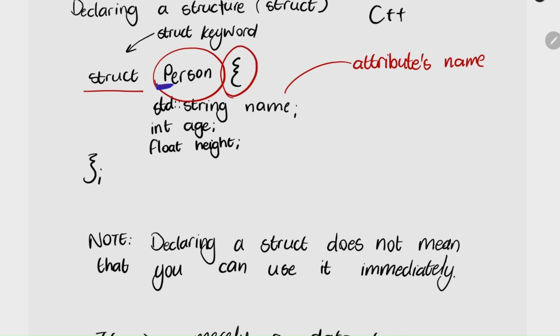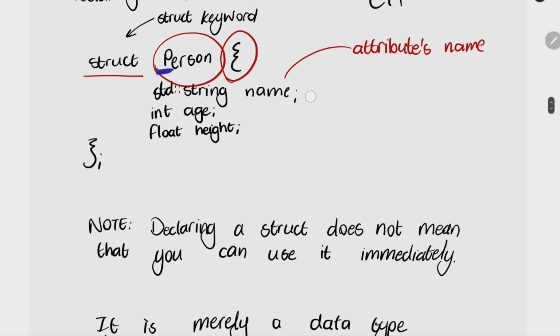So then you have the curly brace, then you have the first attribute: the attribute's type, then the name of the attribute, and then a semicolon. It's important, it's a semicolon, not a comma. Then you have the next line, which follows the same format: the type, the name, semicolon, just as if you were declaring a variable. The third one follows the same format, then the closing bracket, and then this semicolon right here.